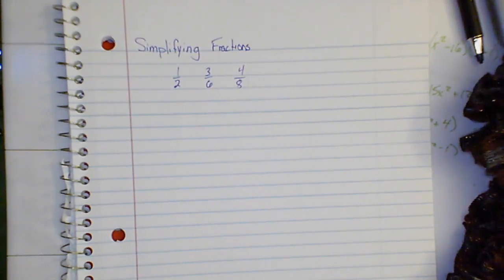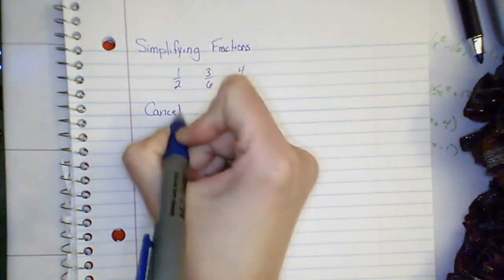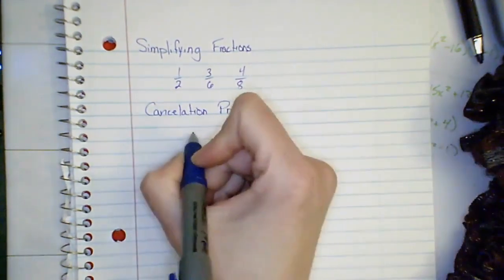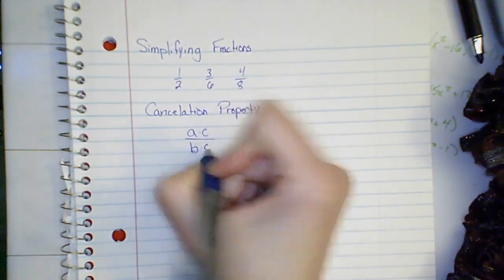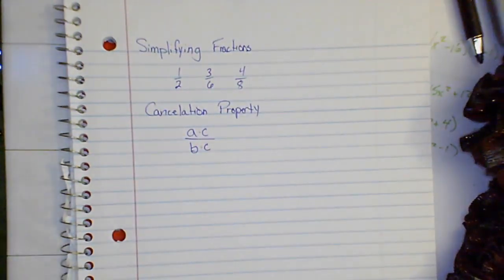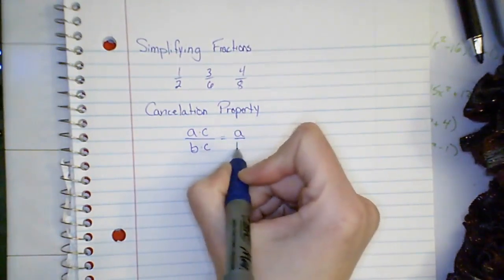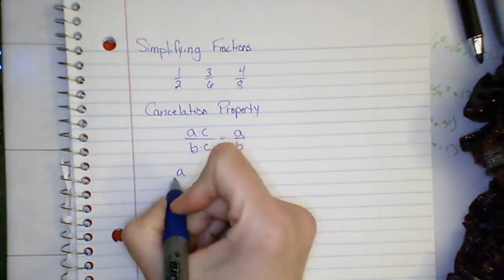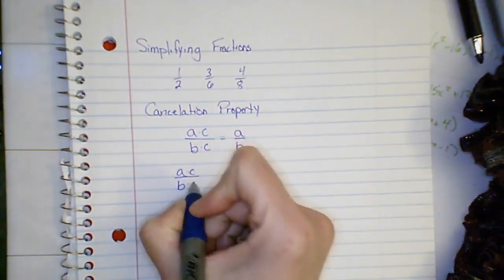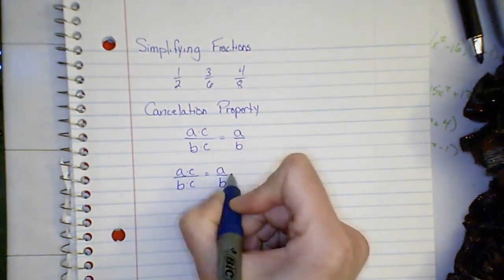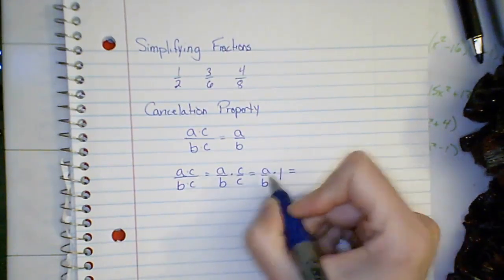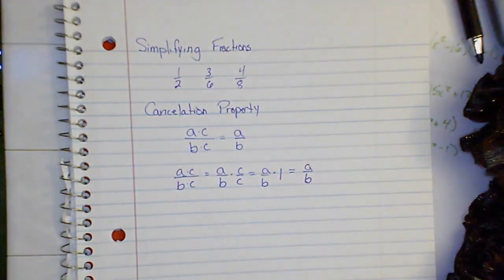Now, when we simplify fractions, we can use the cancellation property, which states that if you have A times C over B times C, meaning they have the same factor, we can cancel that factor of C over C, which would leave A over B. It's valid because we can split A times C over B times C up into A over B times C over C. C divided by C is 1, and 1 times anything gives us the anything.